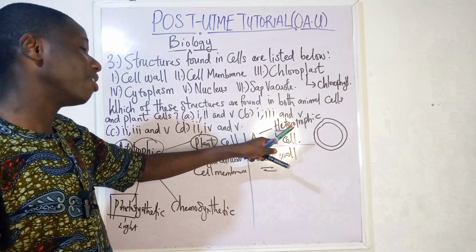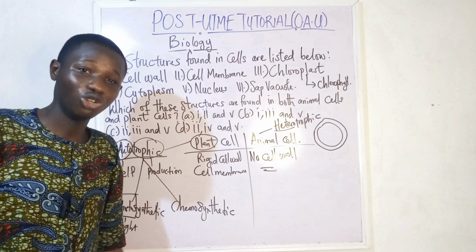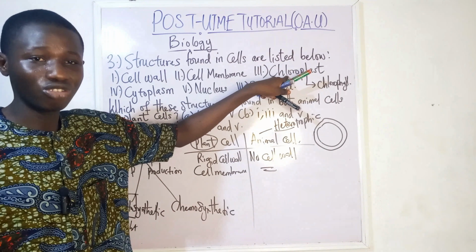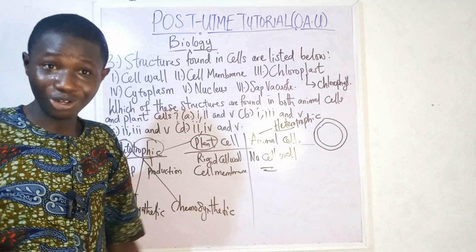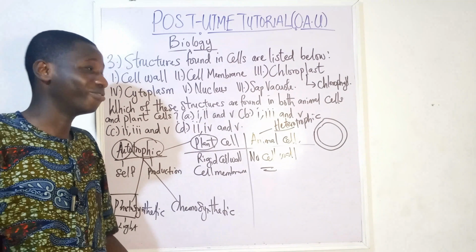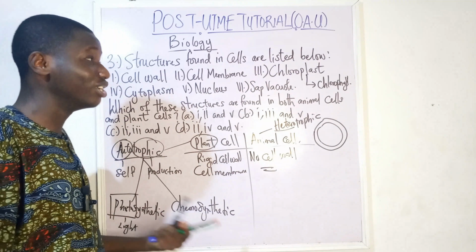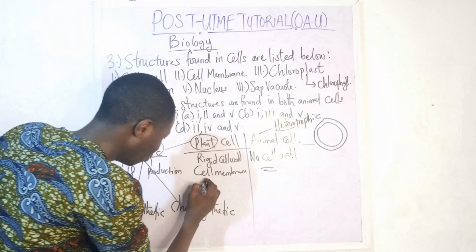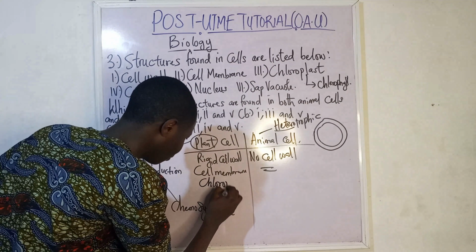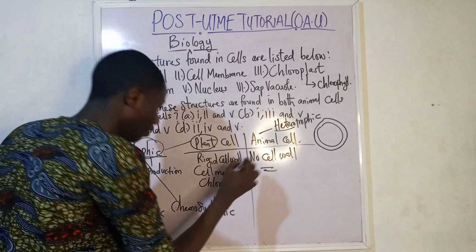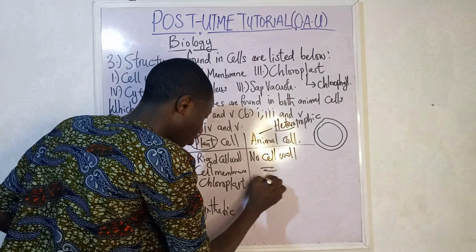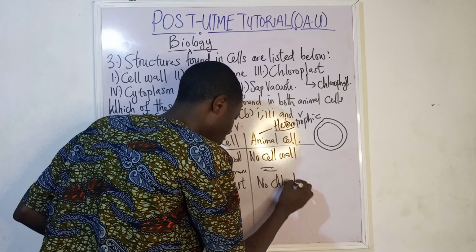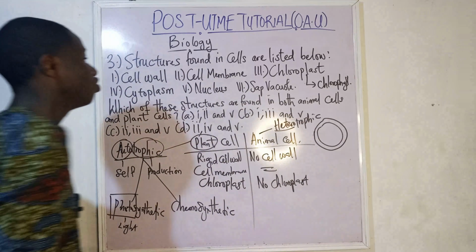So because animal cells cannot manufacture food on their own, what do you expect an animal cell to be using chloroplast for? Or do you have chloroplast? There's no way you want to have that because you don't need it. You don't need chloroplast. So because of that, plant cells have chloroplasts. Why does the animal cell not have? So no chloroplast. I hope you are getting me like this. So we are done with that.